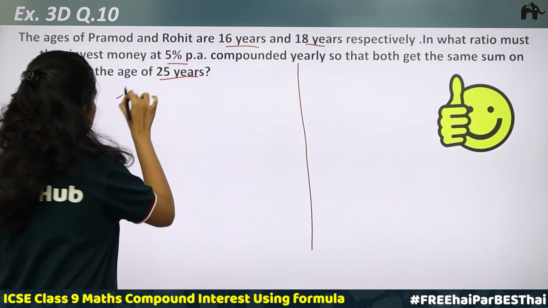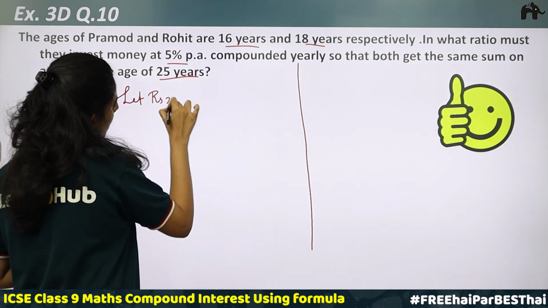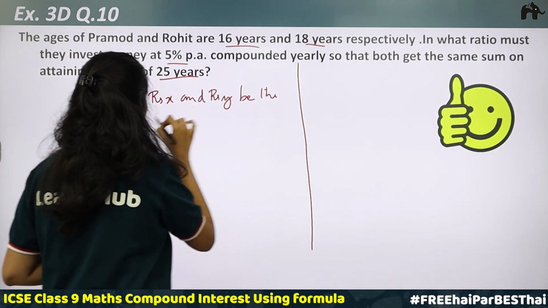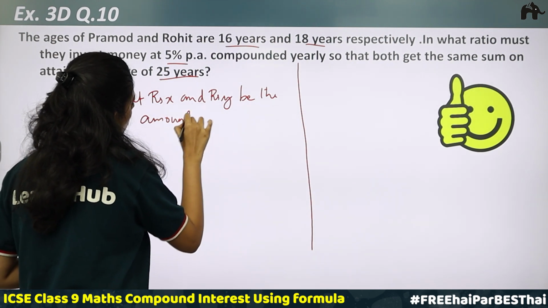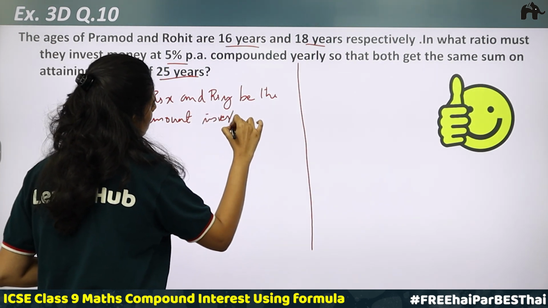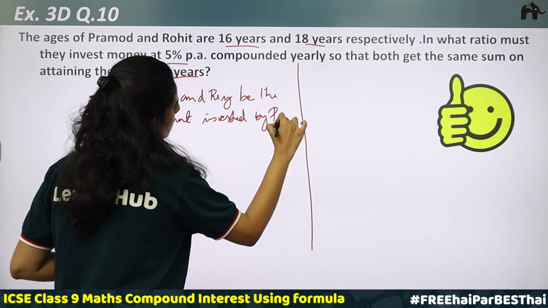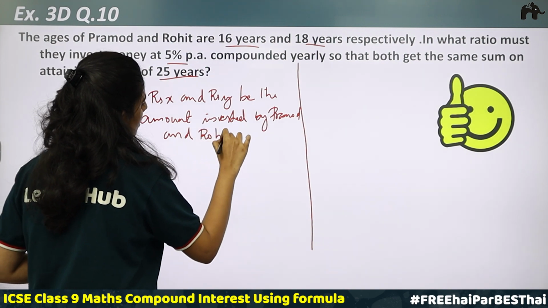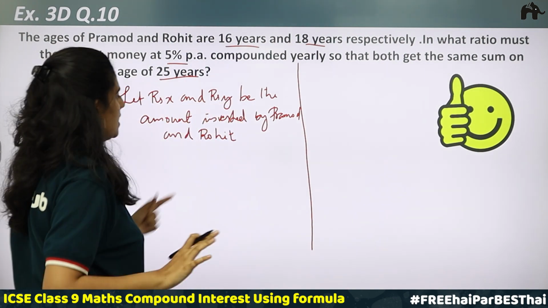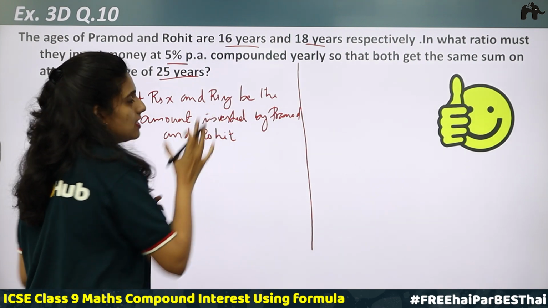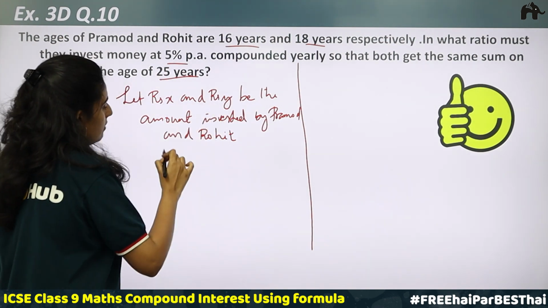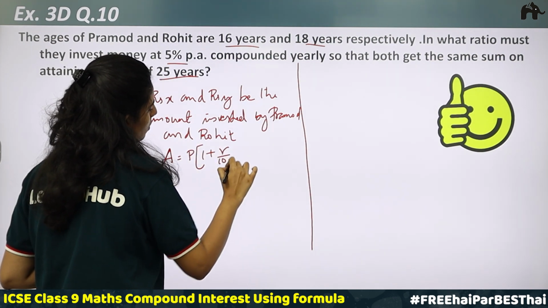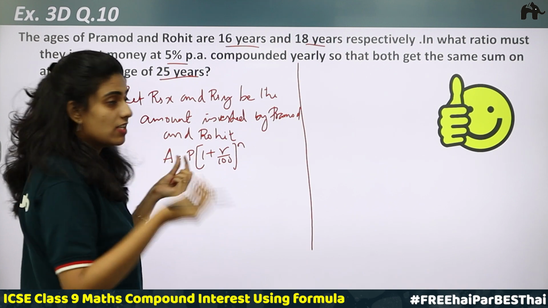So, let rupees X and rupees Y be the amount or the sum invested by Pramod and Rohit. Pramod invests an amount of rupees X and Rohit invests a sum of rupees Y. Here we have the formula: amount will be equal to principal into 1 plus R by 100 whole raised to N. Here the amount that is invested is the principal.